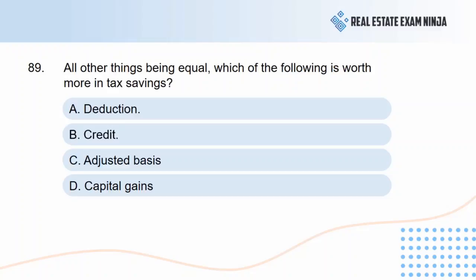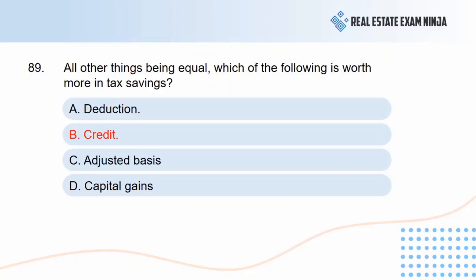Number 89. All other things being equal, which of the following is worth more in tax savings? A, deduction. B, credit. C, adjusted basis. D, capital gains.